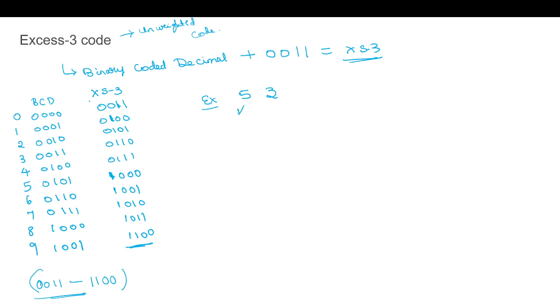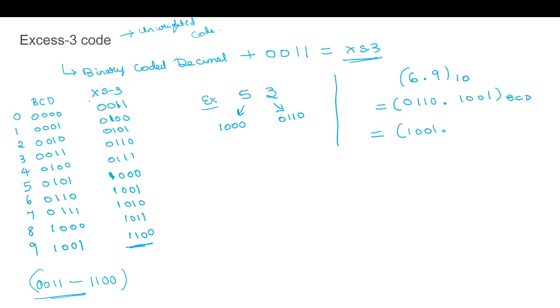So for 53, 5 plus 3, excess 3 will be 8. And for 3, 3 plus 3 will be 6. So this will be the excess 3. In the same way, 69 in decimal, to represent in BCD, this will be the same code. 6 plus 3 is 9, and 9 plus 3 is 12, in the XS3 code.